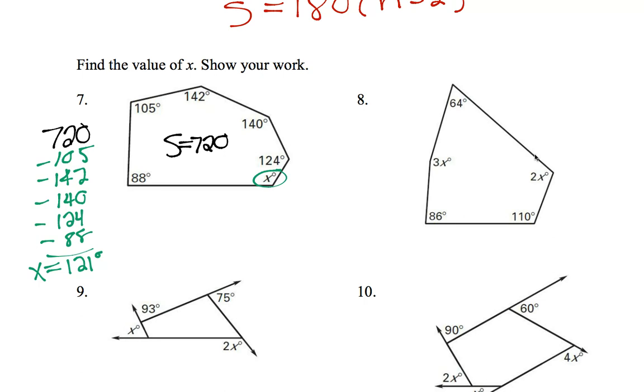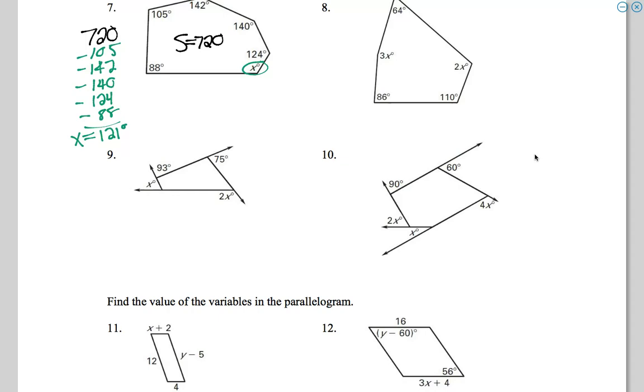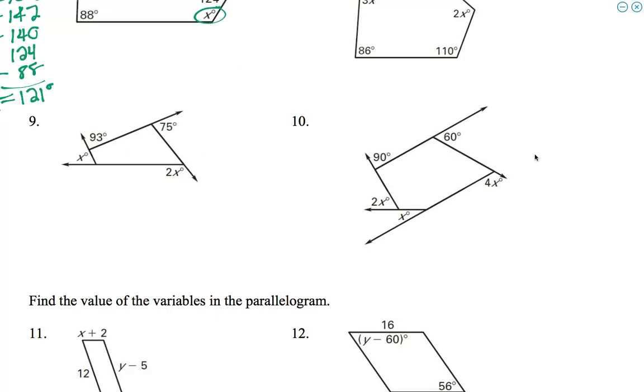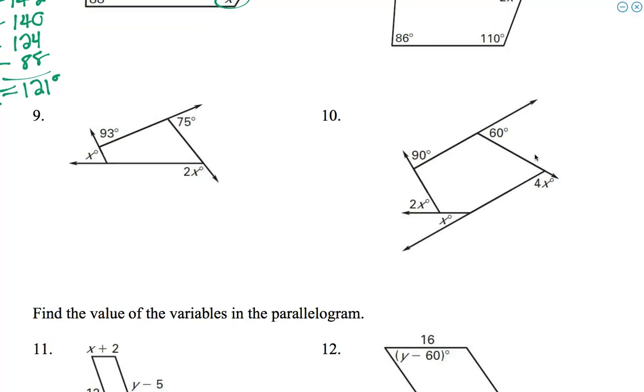Number 8's done the same way. It just won't equal 720. You have to figure out what the interior angles should add up to equal. Now, for 9 and 10, we're dealing with exterior angles, and it doesn't matter how many sides you have, it'll always add up to 360. So x plus 2x plus 75 plus 93 will equal 360.